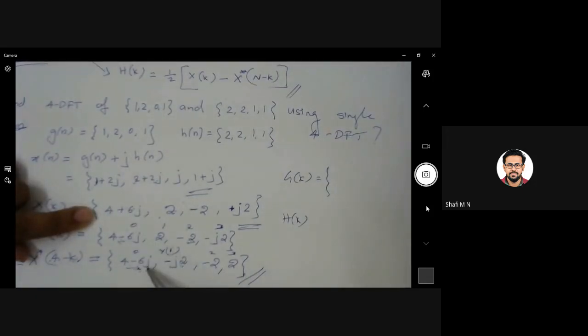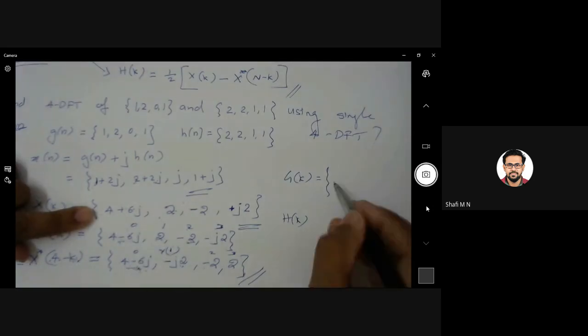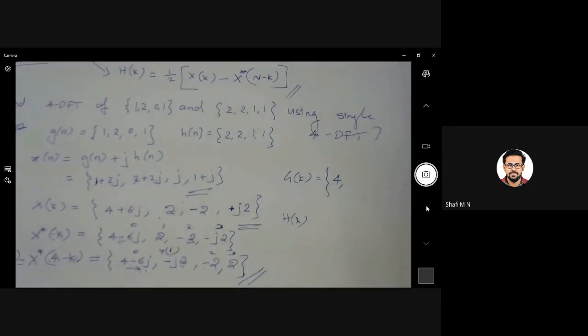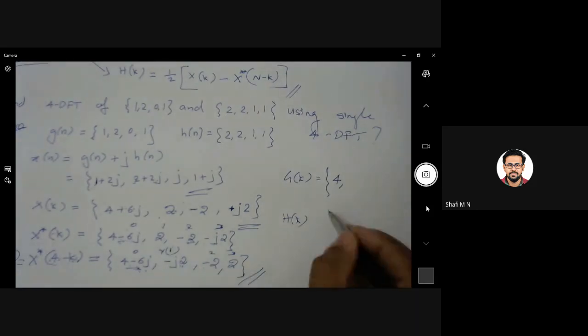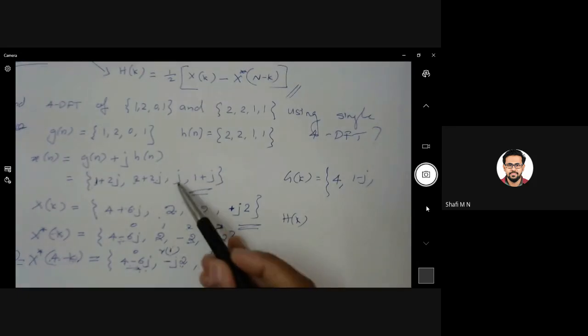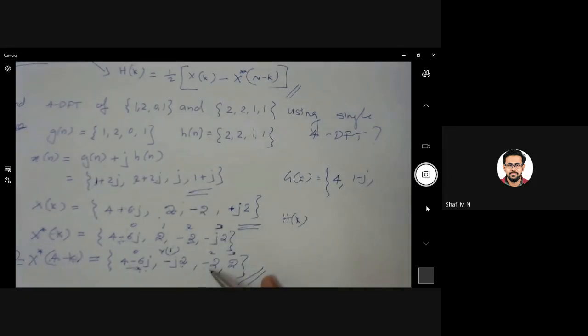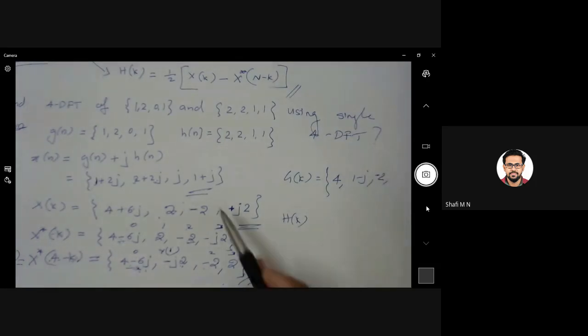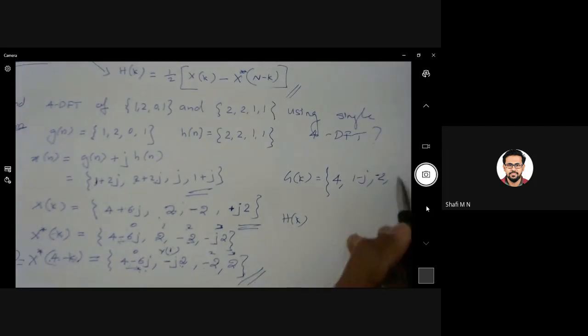6j minus 6j will be 0. 4 plus 4, 8. 8 by 2. So that will be 4. That is the first element. Likewise, you compute the other elements. So next is 2 minus j2, right? 2 minus j2 divided by 2. So that will be 1 minus j. Next thing is j plus minus 2. This is minus 2 plus minus 2. That is minus 4. Minus 4 by 2. This will be minus 2. And the last element, this is 2j plus 2. So 2 plus 2j by 2. So that will be 1 plus j.